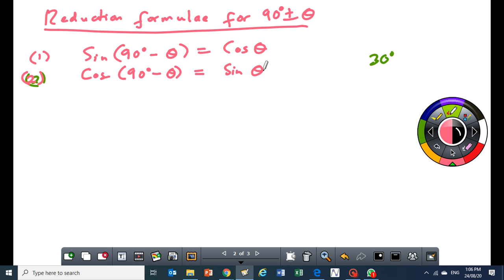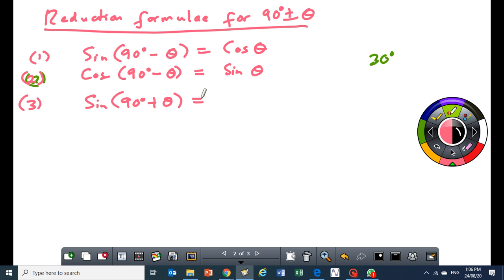Cos 90 minus theta is equal to sine theta. Again, if you choose any acute angle and substitute it where there is theta, you must get an equivalent answer. Then number 3, we have sine 90 degrees plus theta.